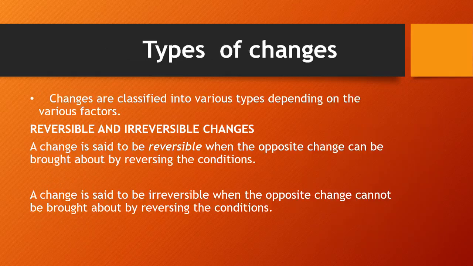Children, now in this slide, we will learn the types of changes covered in our chapter. Changes are classified into various types depending on the various factors. Reversible and irreversible changes. Now, what are they? A change is said to be reversible when the opposite change can be brought about by reversing the condition.